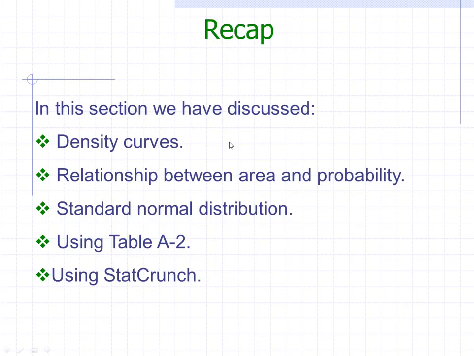So what did we do in this section? We've looked at density curves, and that's both uniform, which is a rectangle, and the standard normal curve. We've looked at the relationship between area and probability. We've looked at the standard normal distribution. We've used table A2, and we've used StatCrunch. So take some time to practice this, and I would do as many problems as you absolutely can fit in.